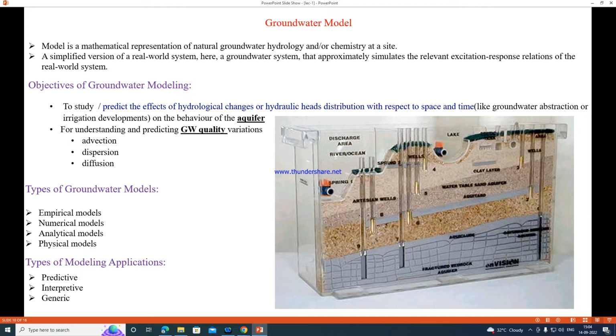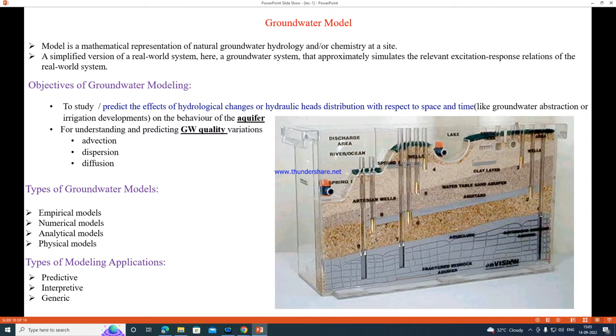Not only for the mass balance, you can also simulate the groundwater quality variations by using the MT3DMS model in MODFLOW. There are three types of processes included in contaminant transport: advection, dispersion, and diffusion. This MT3DMS is a non-reactive model, but there is a reactive model also, that is RT3DMS. But here, we study only the non-reactive transport models: advection, dispersion, and diffusion.